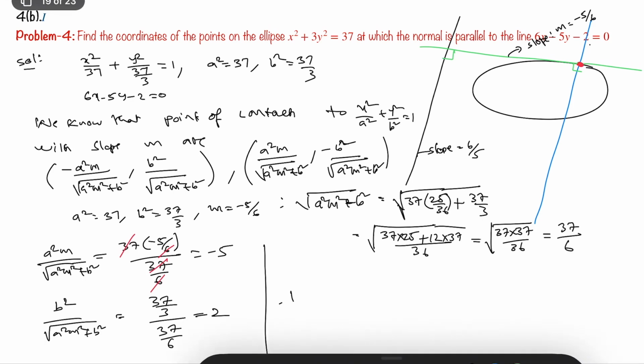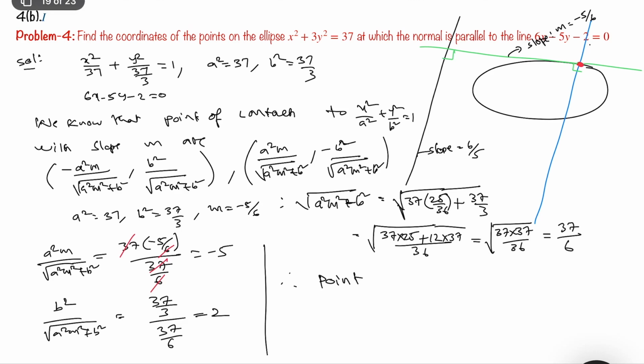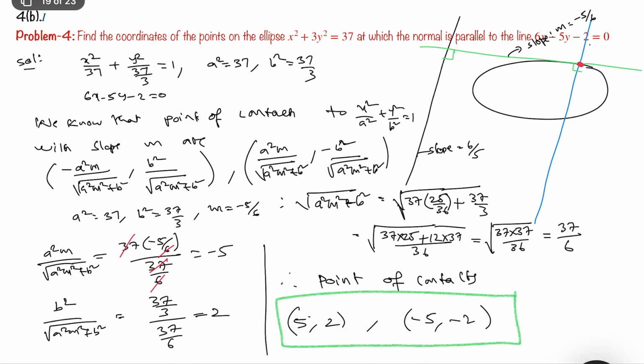Therefore, the points of contact will be: the first one will be minus of minus 5, that is 5 comma 2, and the next one will be minus 5 comma minus of 2, that is minus 2. Okay. So these are the points on the ellipse at which the normal will be parallel to the given line 6x minus 5y minus 2 equal to 0. Fine.